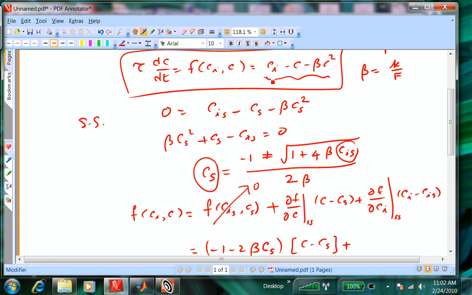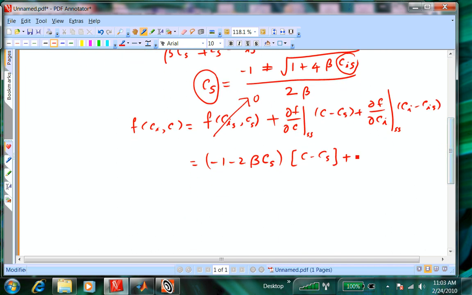Here, CI is... the derivative of that function with respect to CI would be just 1, right? So it's going to be 1 multiplied by CI minus CIS. Now introduce the deviation variable. Let C prime be equal to C minus CS and CI prime be equal to CI minus CIS, the deviation variable.